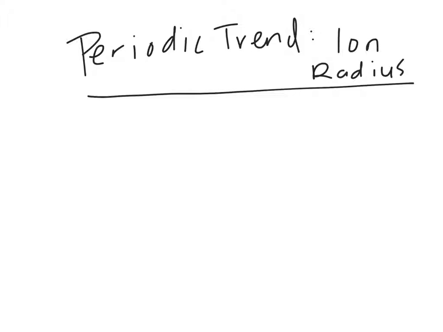Okay, in this lecture video, now that you've already read a little bit about periodic table trends in atomic radii, we're now going to look at the periodic trend in ionic radii. So first of all, let's take a look at cations. Cations tend to be smaller than their original parent atom that they were made from.